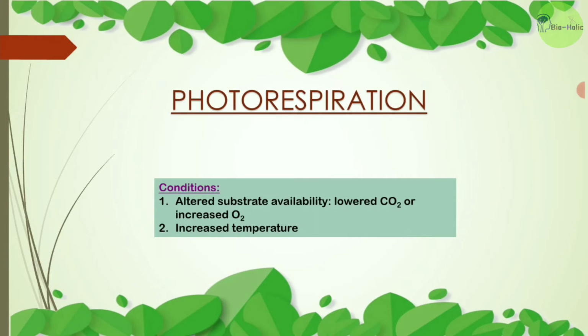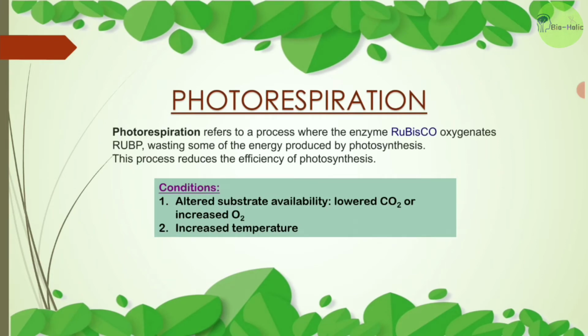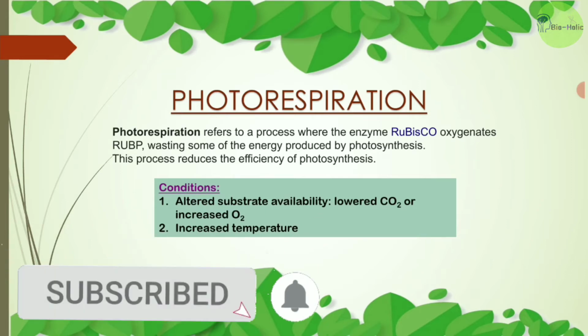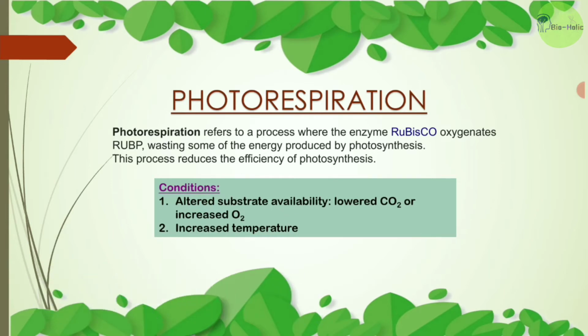So what is photorespiration? Photorespiration refers to a process where the enzyme Rubisco oxygenates RuBP, wasting some of the energy produced by photosynthesis. This process reduces the efficiency of photosynthesis. So when the oxygen availability is high in the cell, then Rubisco shows an affinity towards the oxygen and not towards the carbon dioxide, because then the carbon dioxide concentration is low. Then Rubisco starts to show its oxygenase activity. So the conditions of photorespiration are altered substrate availability, or lowered carbon dioxide or increased oxygen, and increased temperature.